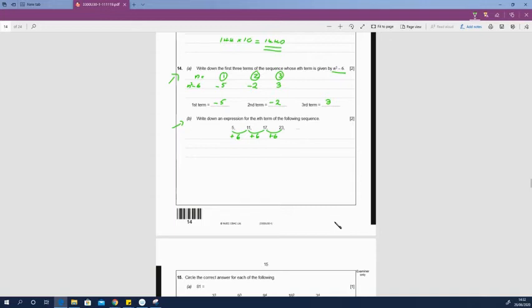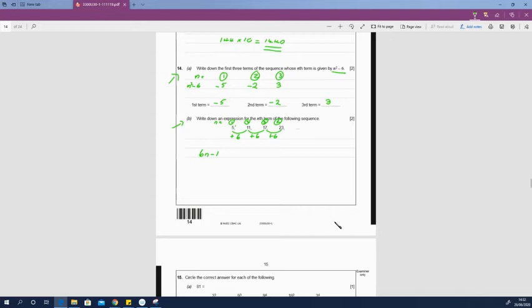So I know our expression is going to contain 6n, but I don't know whether it's adding or subtracting something to take me to the value of that term. So if this is the first term, this is the second, this is the third, and this is the fourth, we know that n will equal 1 in the first term. So 6 times n would give us 6 for the first term, but we actually want 5, so I'm going to take 1 away. So I'm suggesting that's the expression for the nth term.